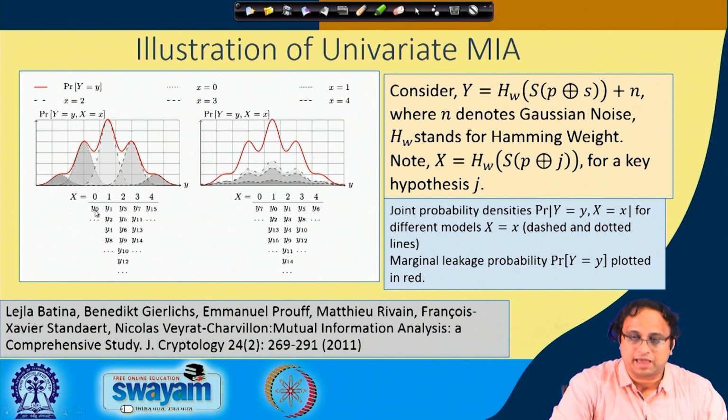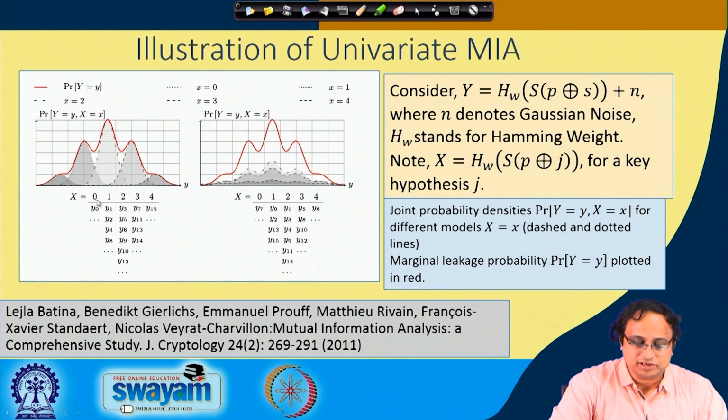So, with the Hamming weight, we observe the corresponding values of y for the corresponding value of x. Note that this is for the correct key guess. If x equals 0, then I am corresponding to those cases where the Hamming weight is 0. And we know that y equal to 0 is the corresponding case where the Hamming weight is 0, and there is only one such candidate.